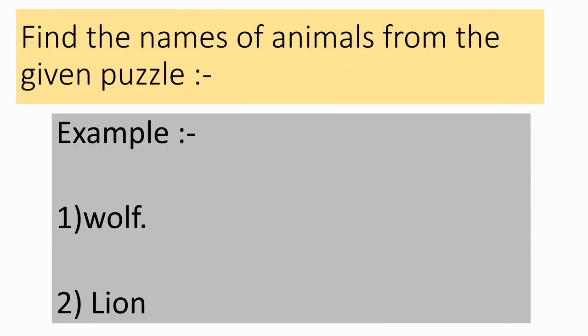The next activity for you is to find the names of the animals from the given puzzle. I will be giving you a puzzle and you have to find names of animals from that puzzle. For example, I have found two names for you. One, wolf, and the second, lion. In such a way, you have to find names of animals.